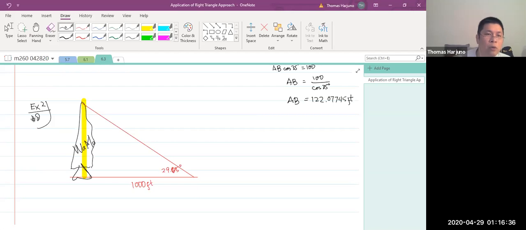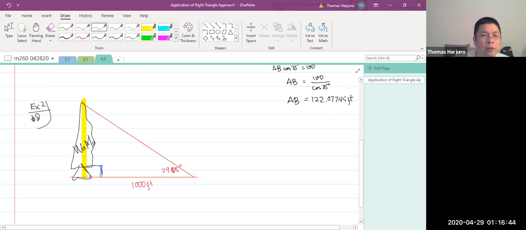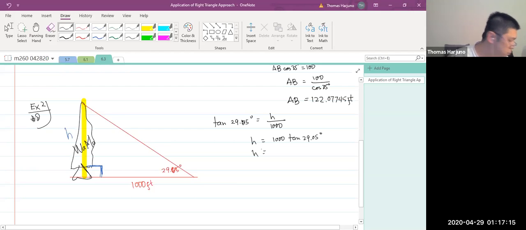Okay, now you see, you know what? We need to try to find a right triangle, because our approach is the right triangle approach here. We have a right triangle here. Then what relates these three things is tangent. So tangent 29.05 degrees equals h over 1,000. So h equals 1,000 times tangent 29.05 degrees. Then from there, you use your calculator. I get 555.45040 feet.